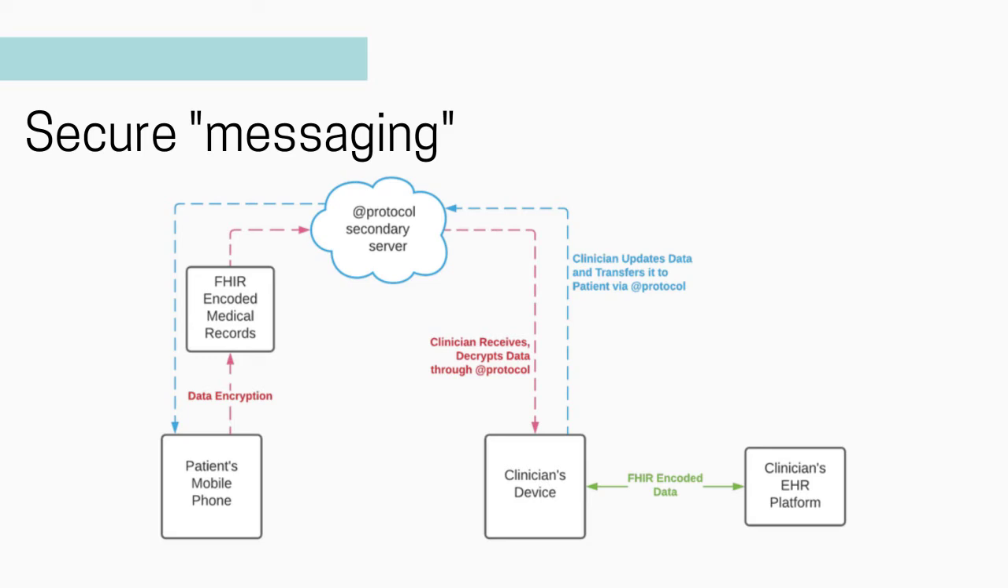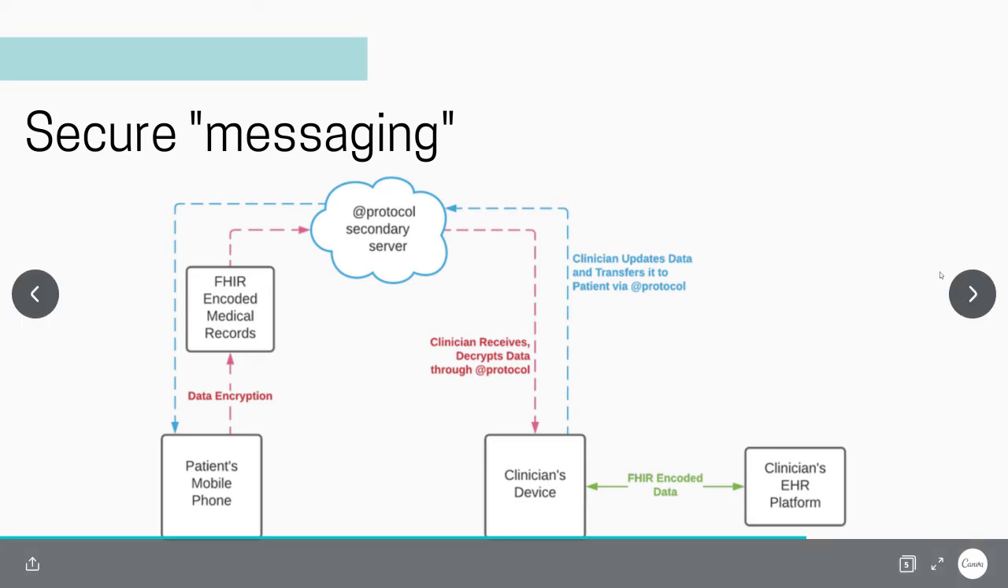SeCURE acts in many ways similar to the instant messaging programs we use on a day-to-day basis. The patient's mobile phone stores their FHIR encoded medical records. Whenever the patient needs to transfer these records into their clinician's device, they upload them into the protocol secondary server, which encrypts it end to end.